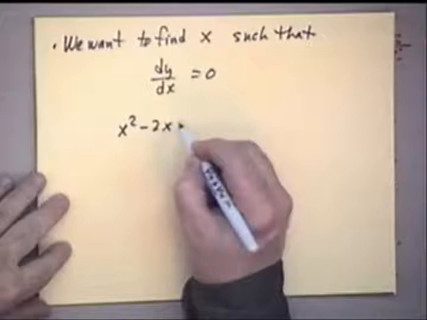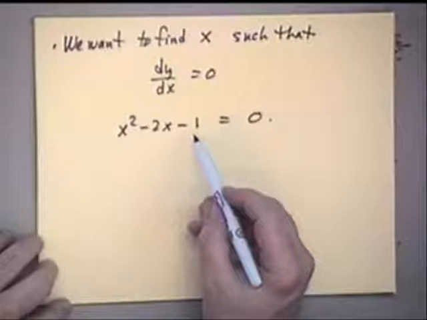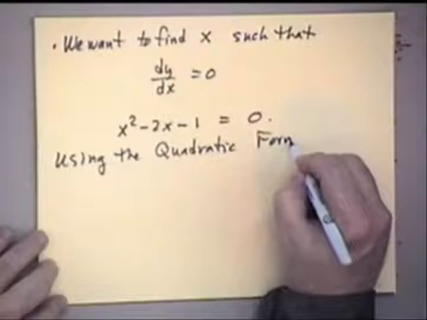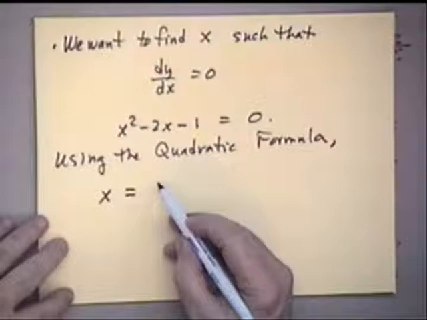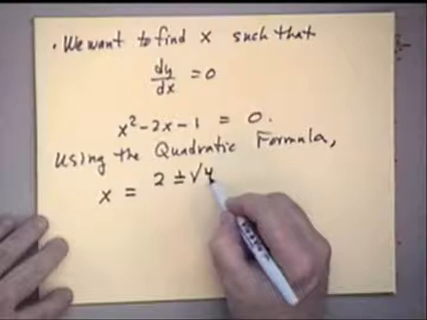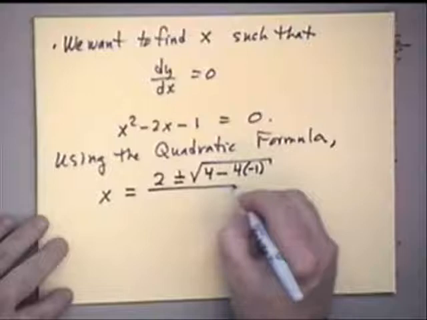So this is a quadratic equation, something you should remember from your days in algebra. It turns out this is not one that factors very nicely, so we'll have to use the quadratic formula, which is a good thing to have in your toolkit. We write that x is equal to minus b, so minus the coefficient of x, which will give me a 2 in this case, plus or minus the square root of b squared, that's 4, minus 4 times a, which is the coefficient of x squared, which is just a 1, times c, which is minus 1. And this is all over 2 times a, so that's just a 2.